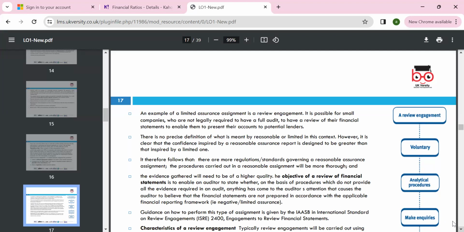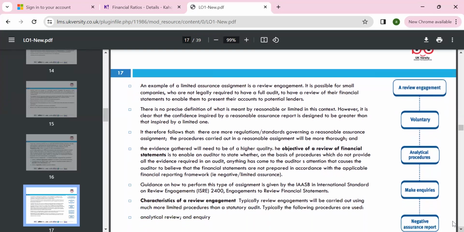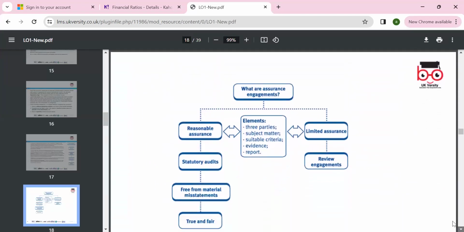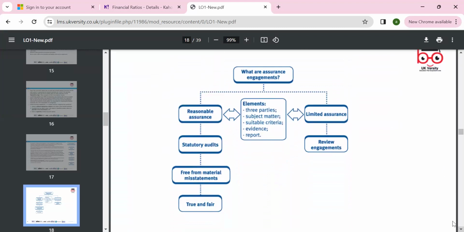It's, as we mentioned, true and fair. We can use the audit standards, and the characteristics of a review engagement will be carried out using limited procedures, and statutory audit. Okay, so when we do assurance, please look at reasonable assurance, three parties, subject matter, suitable criteria, and evidence. Statutory audit, which is by law, you have to do, is about material misstatement, true and fair. That is crucial.